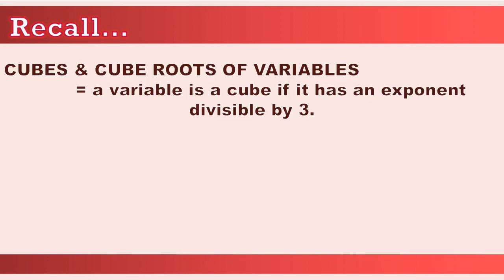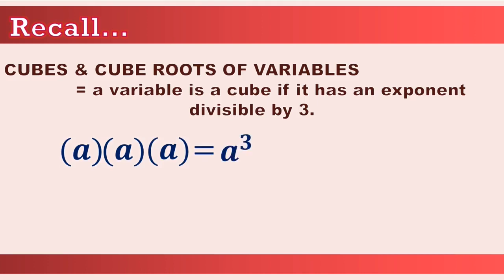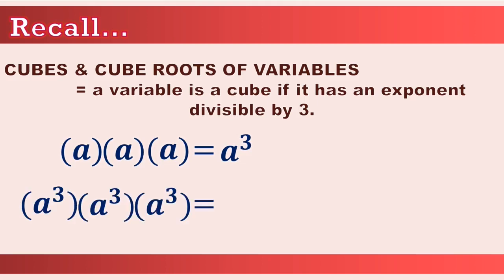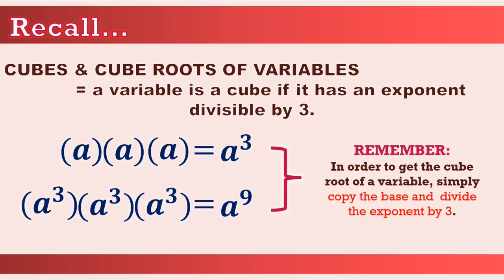How about cubes and cube roots of variables? Now, a variable is considered a cube if it has an exponent that can be divided by 3. For example, here, we have a multiplied by itself thrice. The answer is a to the power of 3. Notice that the exponent 3 is divisible by 3. And we have another example, which has a cube of a to the power of 9. And notice again, 9 is divisible by 3. Now remember, in order to get the cube root of a variable, simply copy the base and divide the exponent by 3.